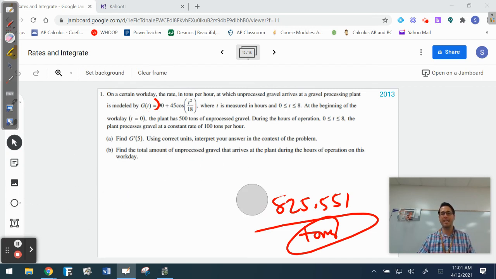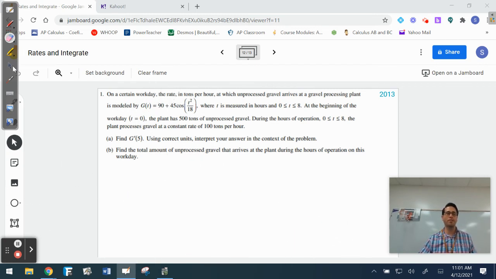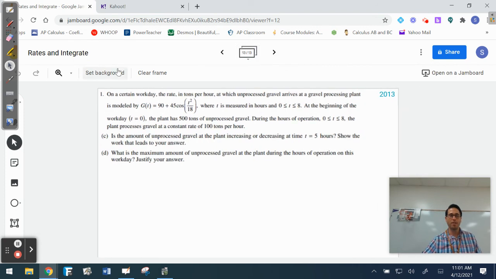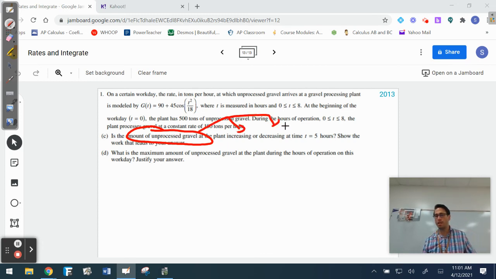Now we're into C, and then the more important question, which is D. C says, is the amount of unprocessed gravel increasing or decreasing? Now remember, this amount of unprocessed gravel is the total amount. So this means I'm dealing with derivatives. That means I want to compare the derivative of the unprocessed gravel arriving with processing that gravel.